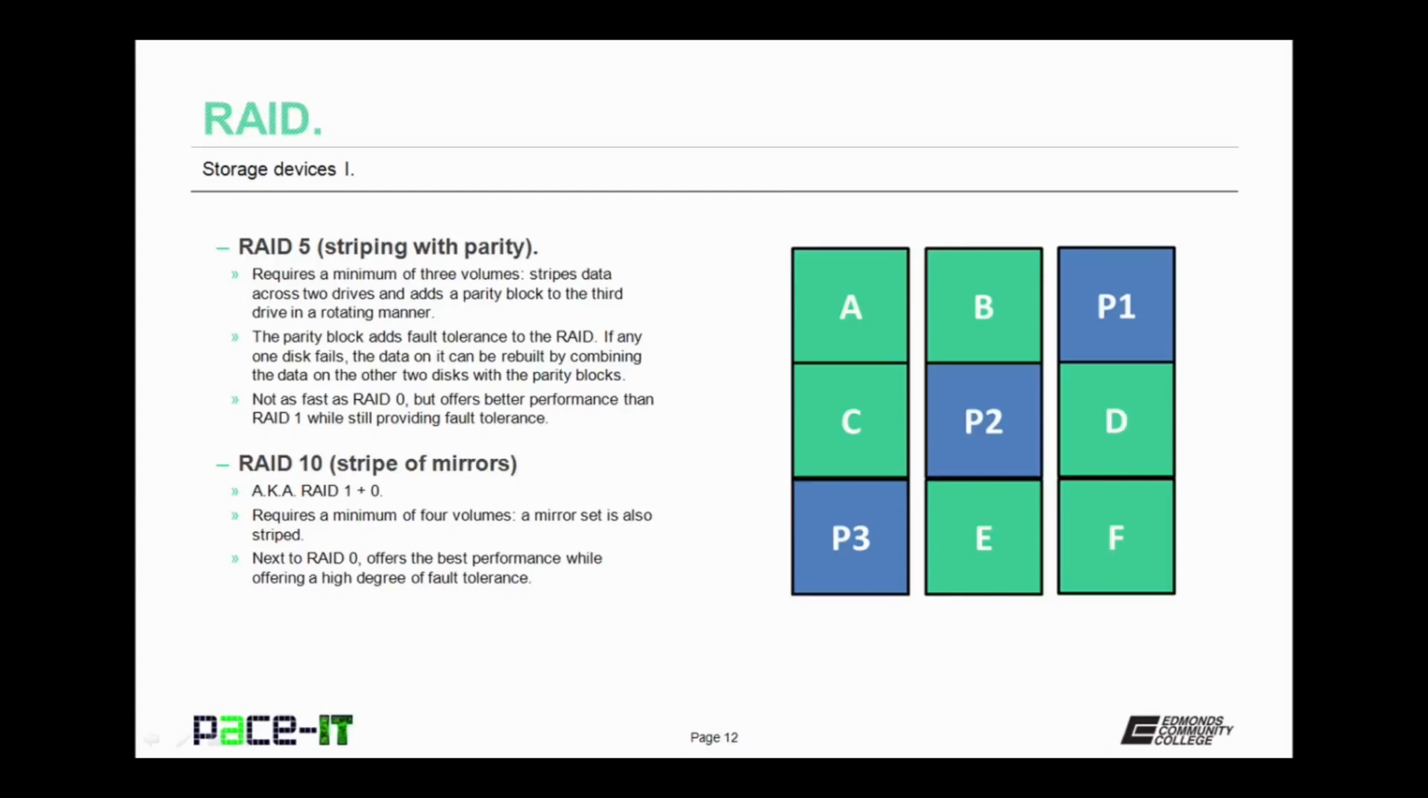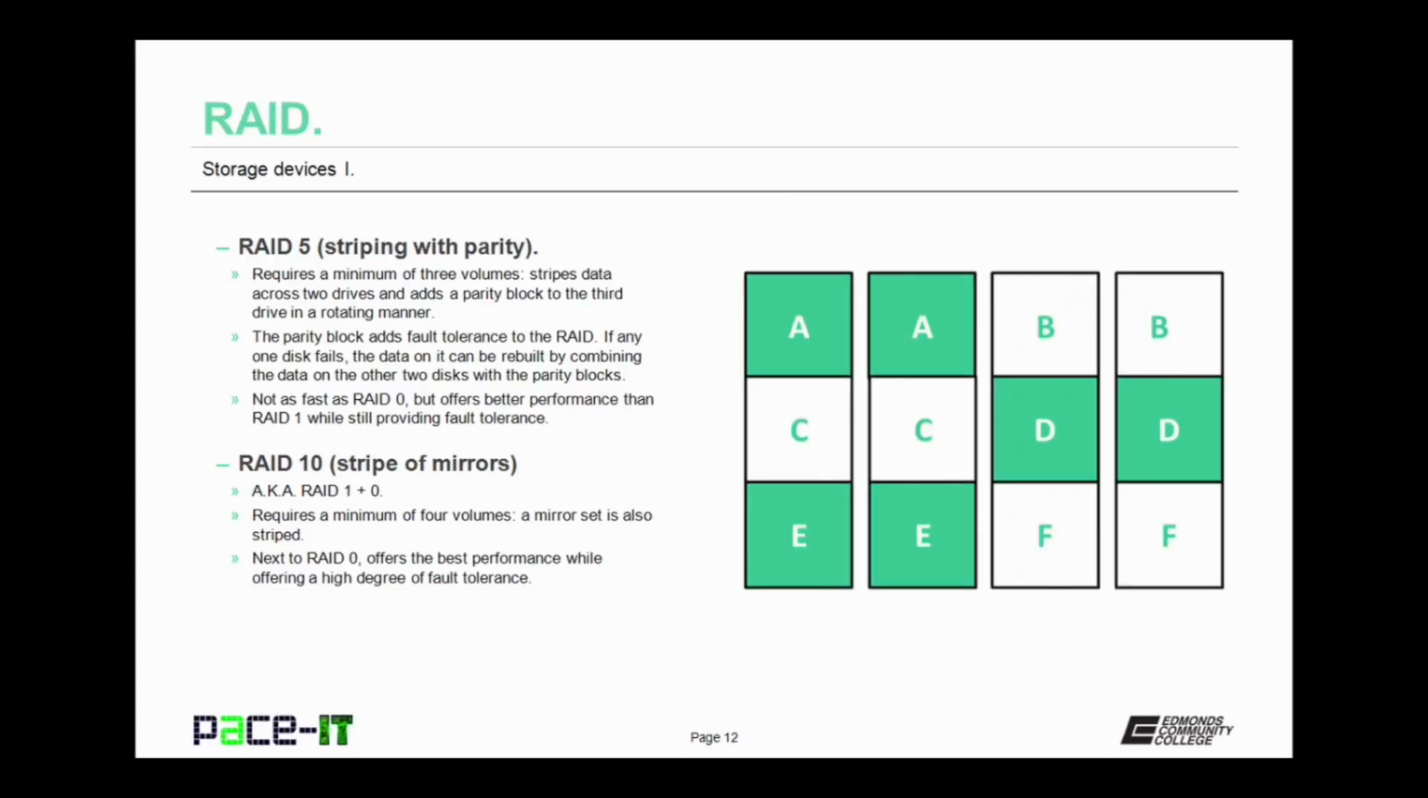Now, if you have the ability, you might want to implement RAID 10, which is also called a stripe of mirrors, or it is sometimes referred to as RAID 1 plus 0. Now, that requires a minimum of at least 4 volumes, and it involves a mirror set that is also striped. Next to RAID 0, it offers the best performance, but it also offers a high degree of fault tolerance.